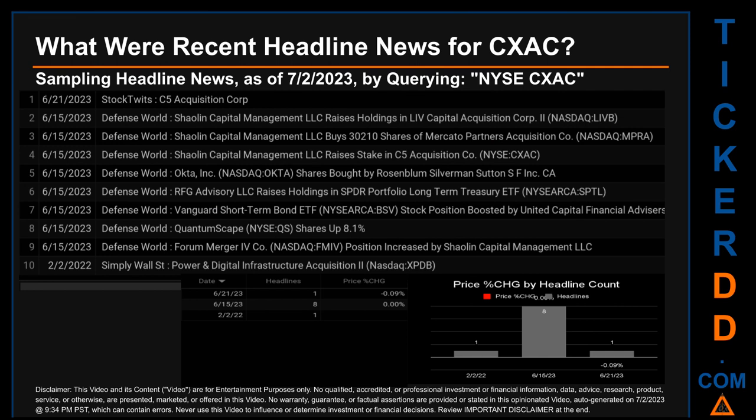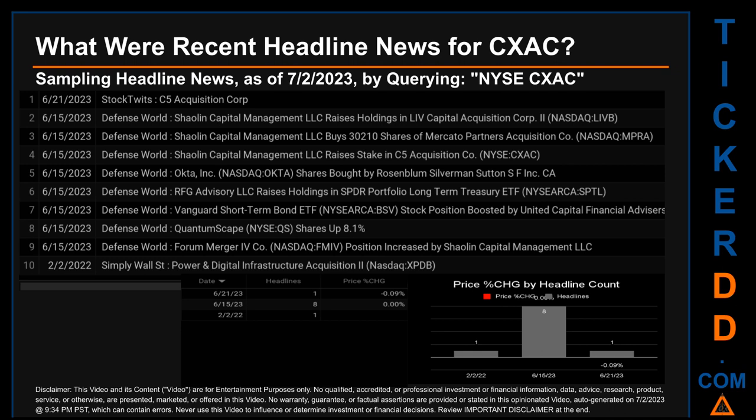Publication dates spanned 504 days. The latest publication was Wednesday, June 21, 2023, when StockTwits published the headline that read, C5 Acquisition Corp. The oldest publication was on Wednesday, February 2, 2022, when, 1 year 5 months ago, Simply Wall Street published the headline that read, Power and Digital Infrastructure Acquisition 2, NASDAQ: XPDB. Thursday, June 15, 2023 had the most headlines.